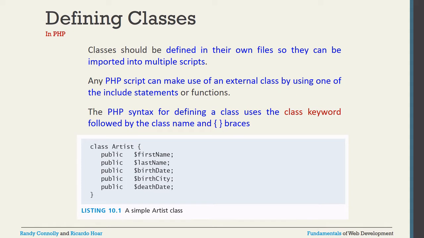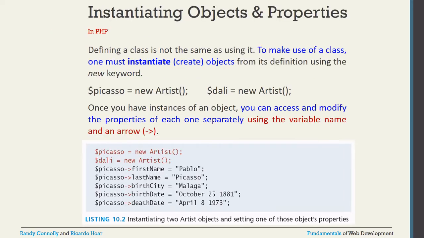Now we are talking about defining classes. A class should be defined in its own file so it can be imported into multiple scripts. Any PHP script can make use of an external class by using one of the include statements or functions. The PHP syntax for defining a class uses the class keyword followed by the class name and curly brackets. That is the same as in C programming or Java. So we have to use the class keyword, then the class name, and then after that the curly bracket, and there you can write all of the statements of the class. This is an example of a simple class: if you are creating one for an artist, then class Artist, where Artist is the class name, then brackets, and you can go for all of the details.